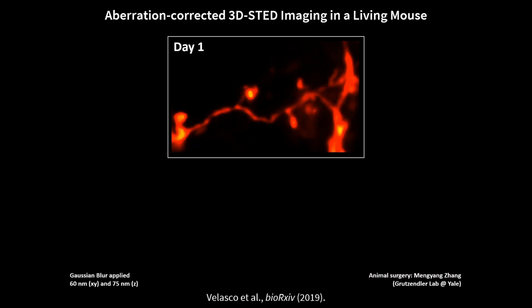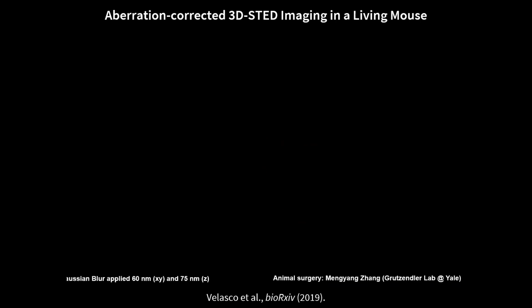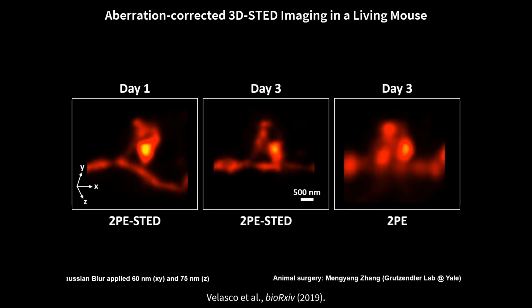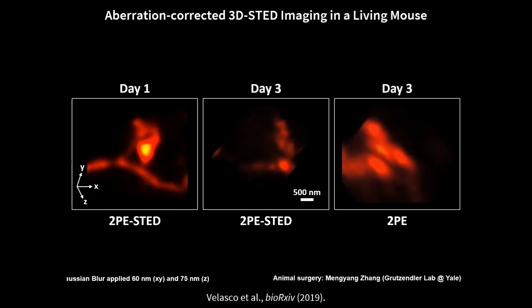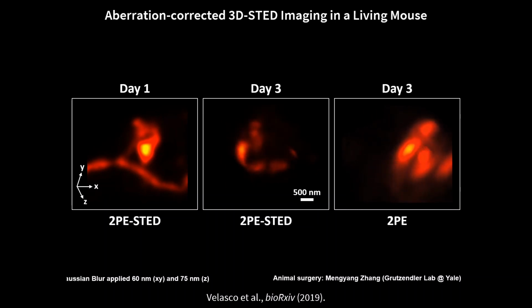Now, of course, the key advantage of this technique is the potential to do long-term imaging of the same structure over a certain period of time. To demonstrate this, we imaged the same area from the previous slide 2 days later. Again, we can zoom in on this spine over here, and compare it to its corresponding two-photon image. As expected, without the super resolution capabilities provided by the STED effect, you see that a lot of the details are lost and blurred out, especially in the axial direction.